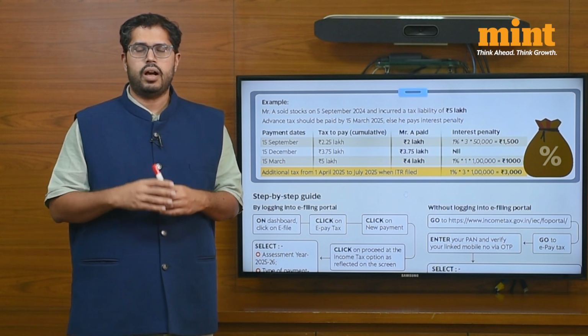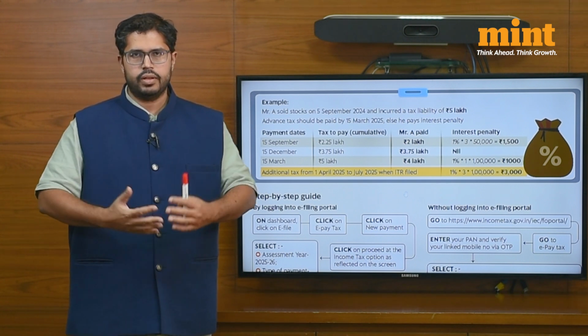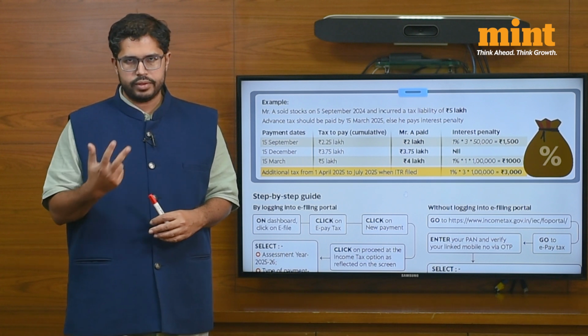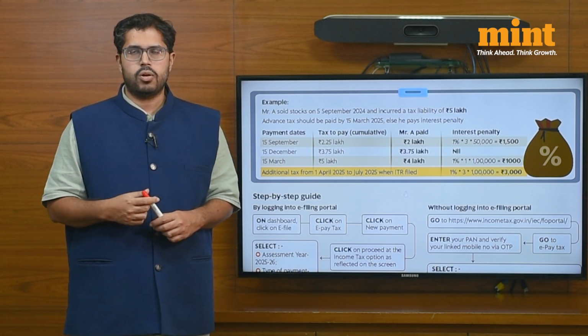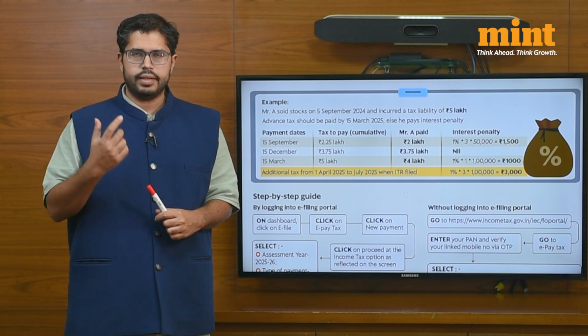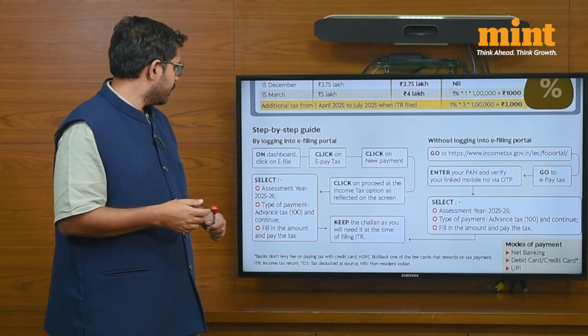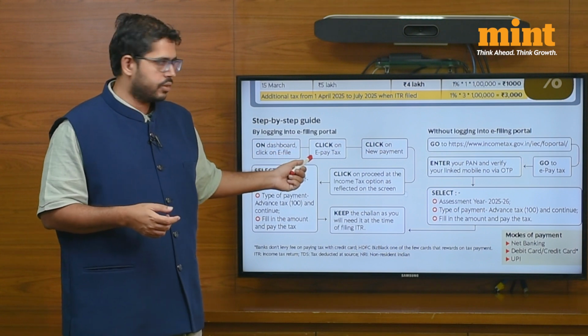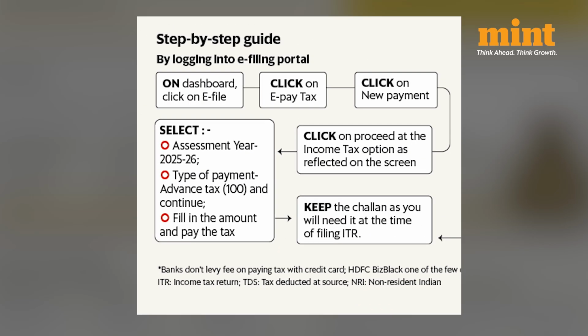Now, the question is, how do you actually pay the advance tax? Through the portal. There are two ways of doing this. So the first way is by logging into the e-filing portal of the income tax department. So in this case, you have to click on e-pay tax, click on new payment, proceed, select the assessment year. In this case, the assessment year will be 25-26 because the financial year is 24-25. Select type of payment, which will be advance tax, which has a code of 100, and fill in the amount and pay the tax. Make sure you keep the challan because you will need that at the time of filing your income tax return.